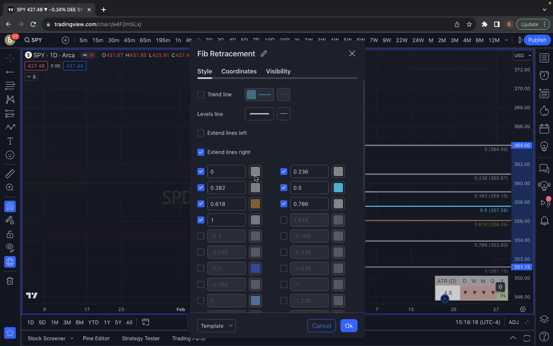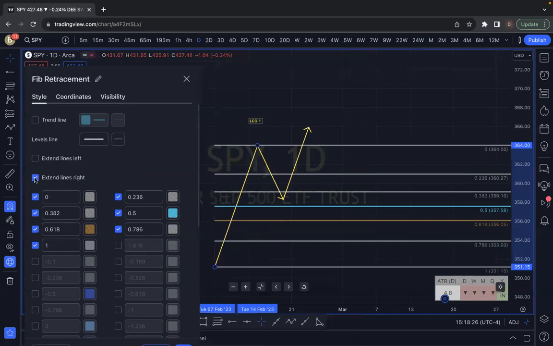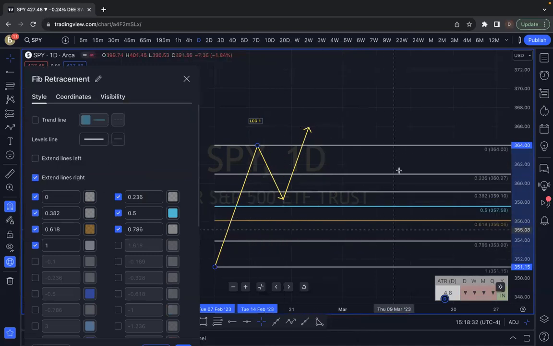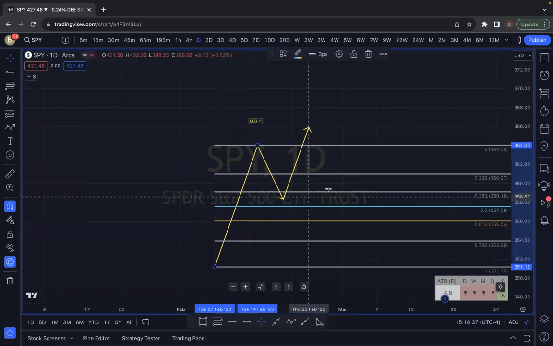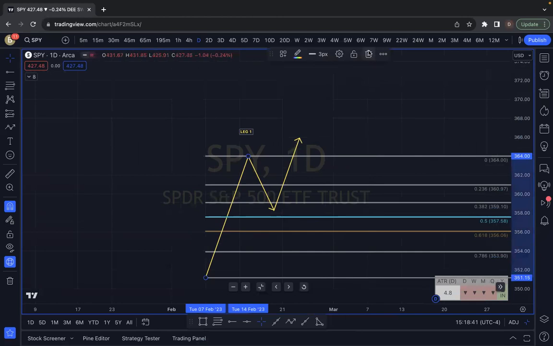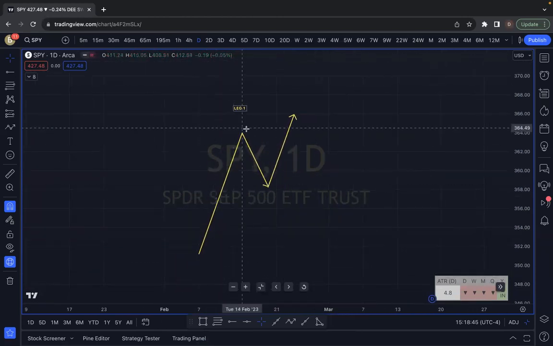And I like to extend my lines too. You don't have to. I like to extend my lines right, so I can see future price action. But if you don't want to, you can have them just wherever they're at and drag them over if you want to. So with this strategy, like I said, you can do it every leg.